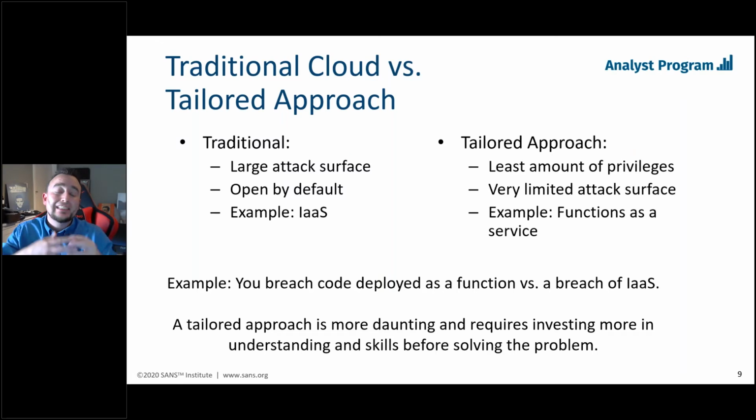There's built-in segmentation of services. So unless you approve something, unless you allow something, it won't happen. It's blocked by default. So kind of like safe by default. I'm not saying it is like that consistently across all cloud environments. I'm saying that a tailored approach, looking at, for example, functions as a service, serverless deployments, the attack surface is very, very small.